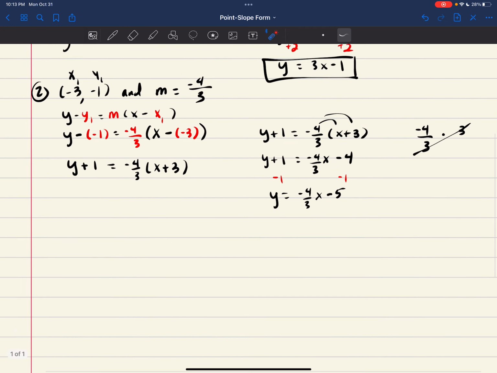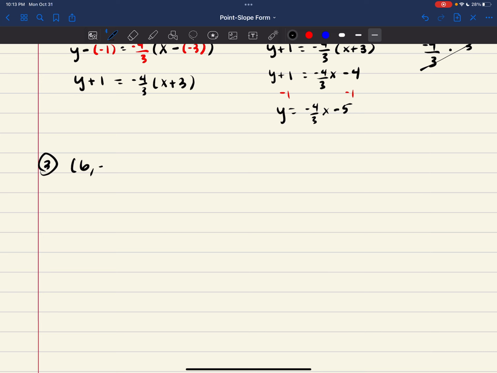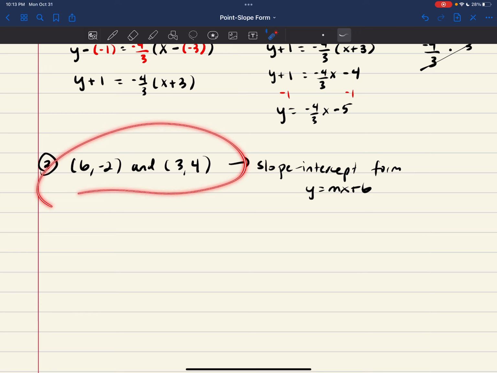Let's go ahead and do one more problem, but this time I'm given 2 points, (6, negative 2) and (3, 4). Okay, so I need to convert this into slope-intercept form. I need to write an equation that passes through these 2 points here, and that means I need to get that in slope-intercept form. So how do I do that? Well, I have these 2 points, and we know that slope-intercept form has to have a slope, right? But I don't have a slope here, so I need to find the slope with these 2 given points.